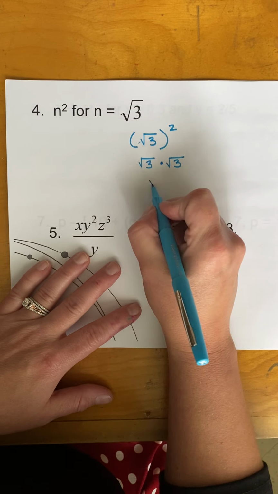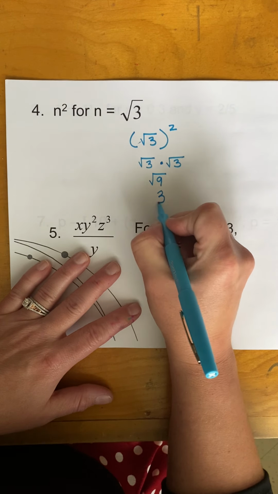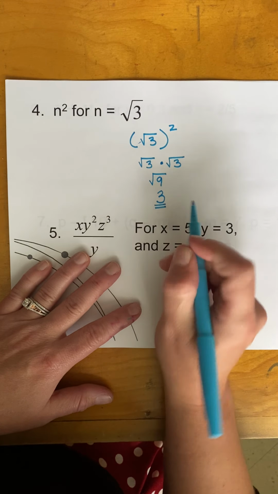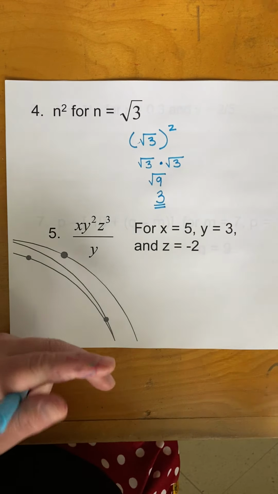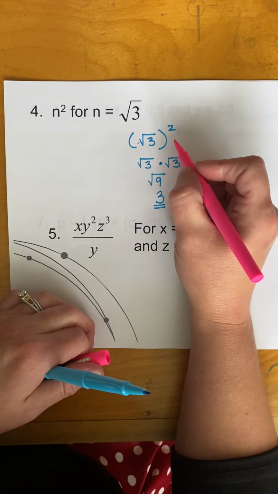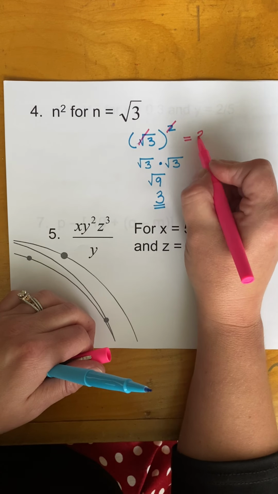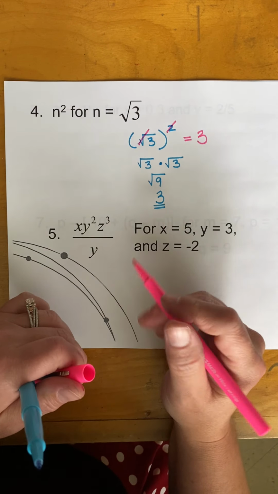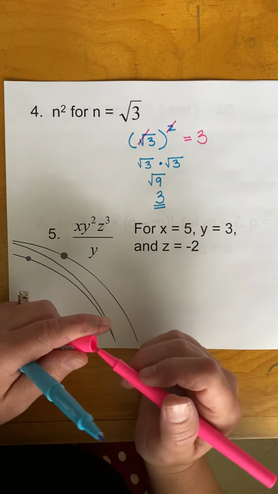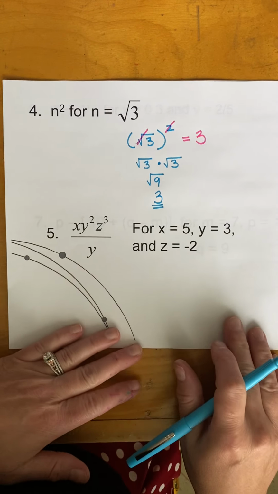3 times 3 is 9, so that would be the square root of 9. And the square root of 9 is 3. So this is the correct answer. But something that you need to know is that a square root and a square are inverses. They undo each other. So this cancels this out, and we get 3. Kind of like how a cube root and a cube are inverses and they cancel each other out. Let's look at another one.